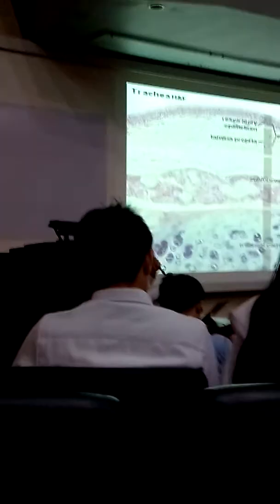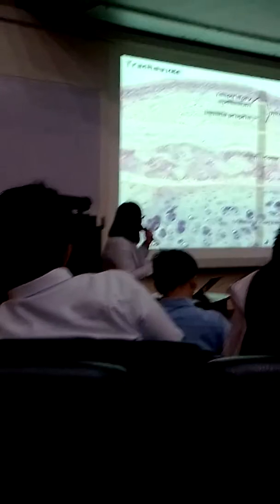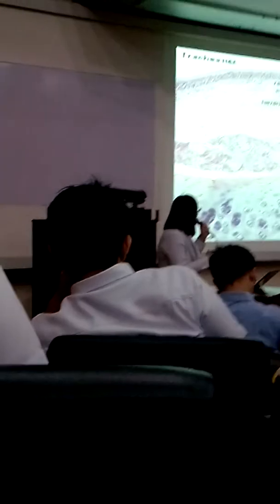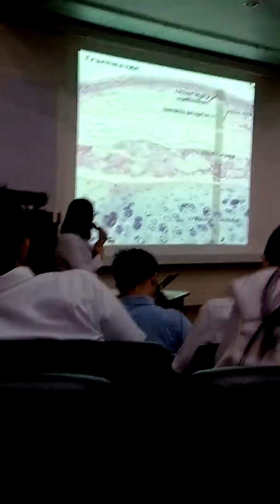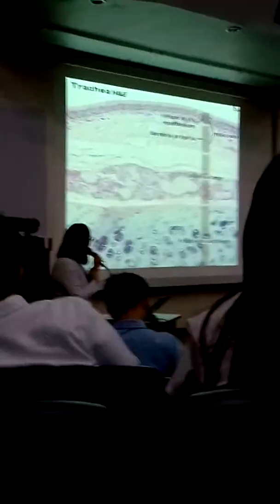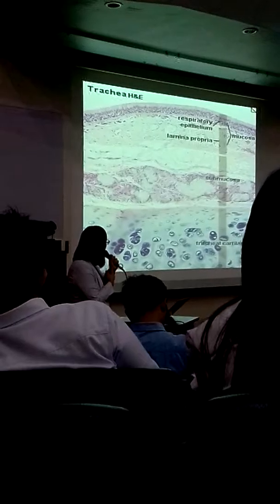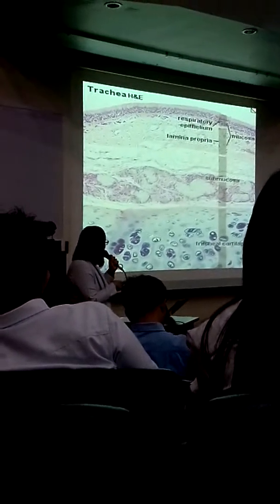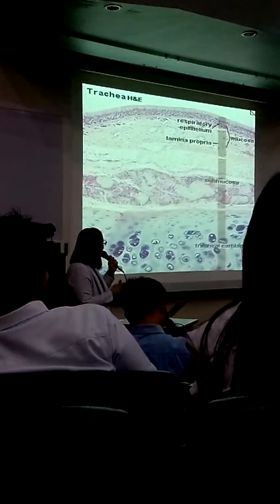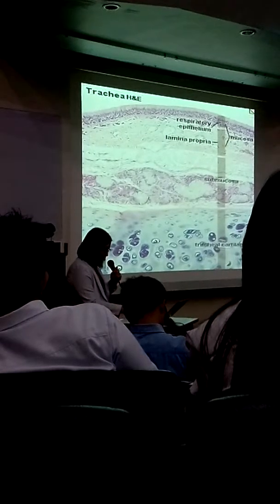So this is another slide showing your trachea, the epithelial lining, which is pseudostratified columnar ciliated. You can find your blood vessels, your moderately dense connective tissue, as well as your hyaline cartilage in your adventitial layer.